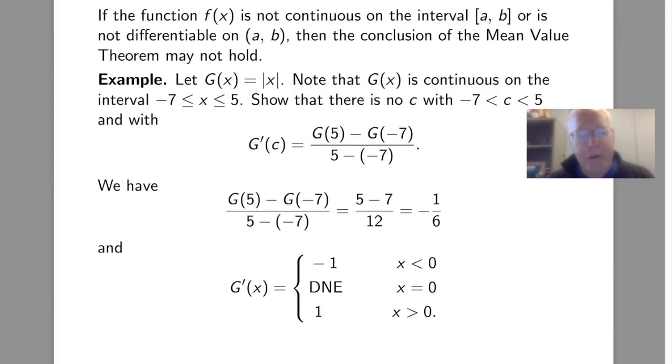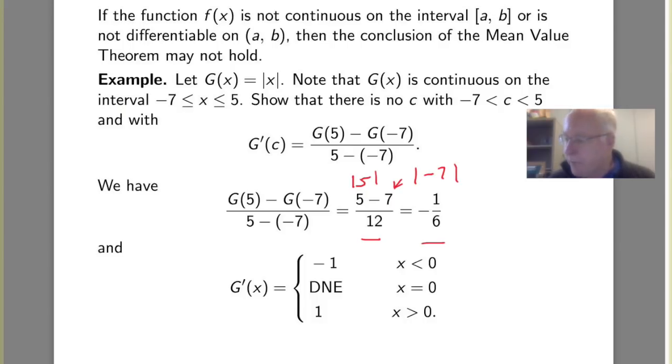So doing our calculations, we first compute g of 5 minus g of minus 7, and we get our result. Here's the absolute value of 5, and here is the absolute value of minus 7, so 5 minus 7 is minus 2. Over 5 minus minus 7 is 12, and hence we get a result of minus 1/6.